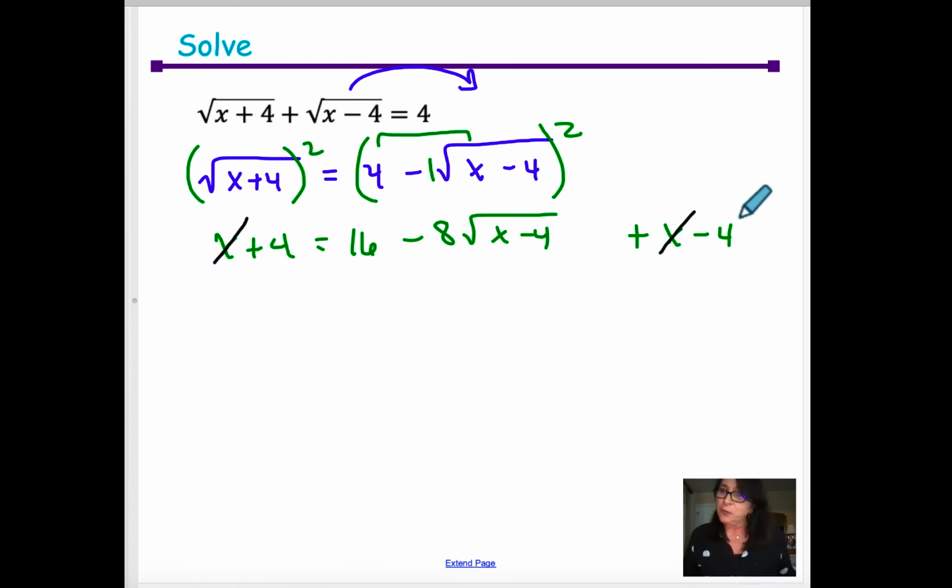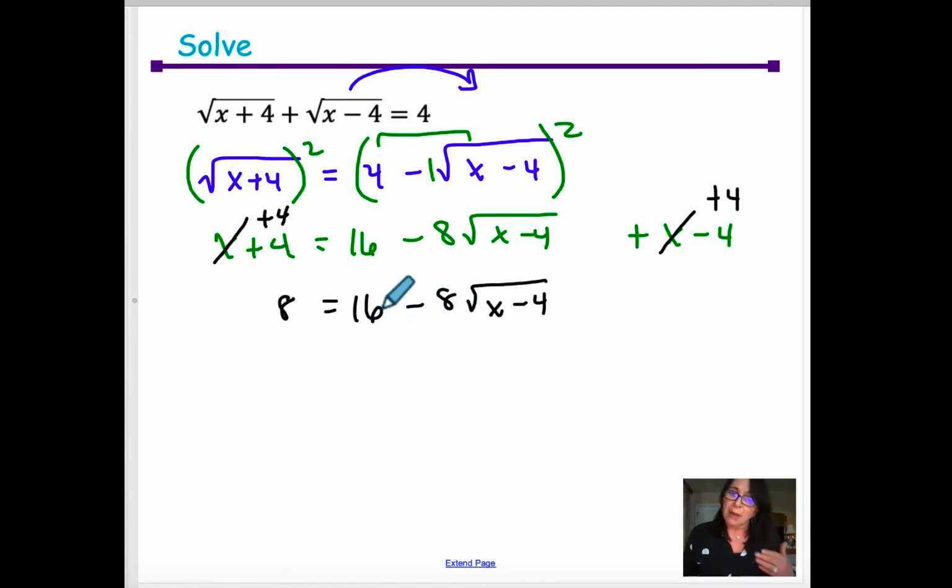This negative 4, I'm going to add 4 to both sides, and I'm going to get 8 is equal to 16 minus 8 times the square root of x minus 4. I'm going to subtract 16 because this 8 is still attached. My goal is to get one term and one term. So I'm going to subtract 16.